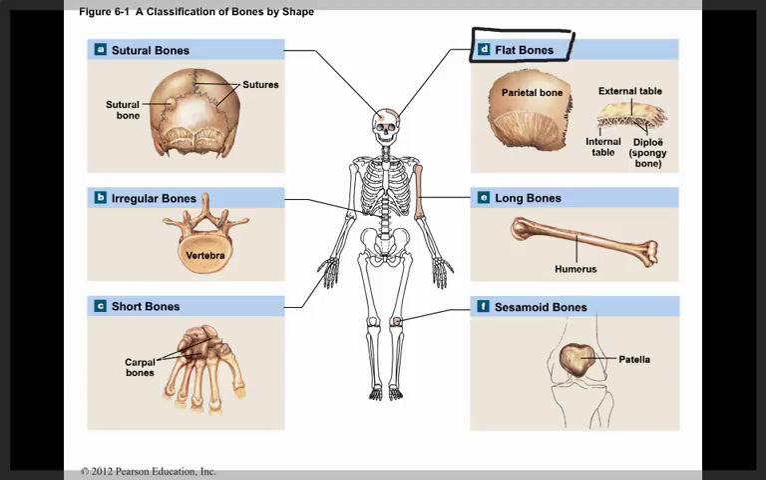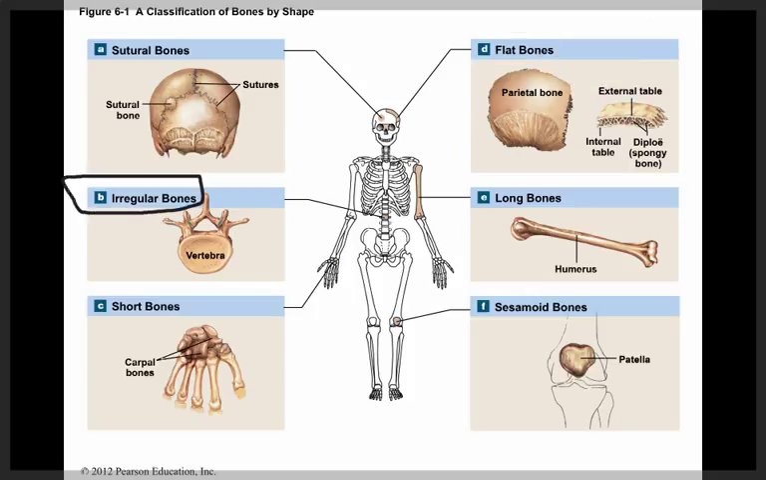Flat bones are thin and broad. Several examples of flat bones are the skull bones, as well as the ribs and the shoulder blade, which is called the scapula, and the sternum, which is the breastbone.